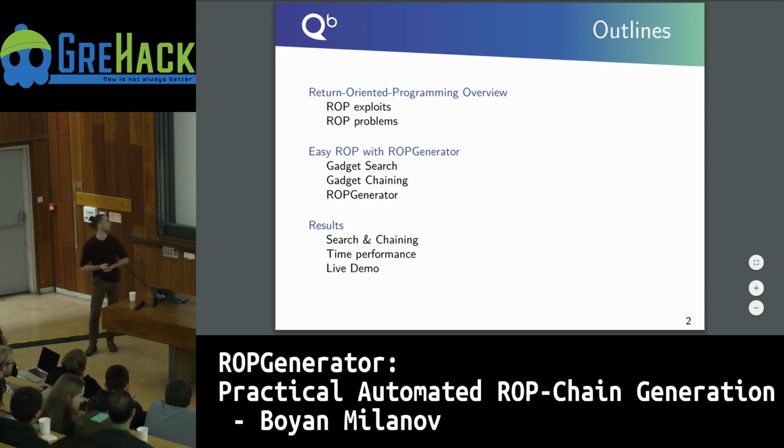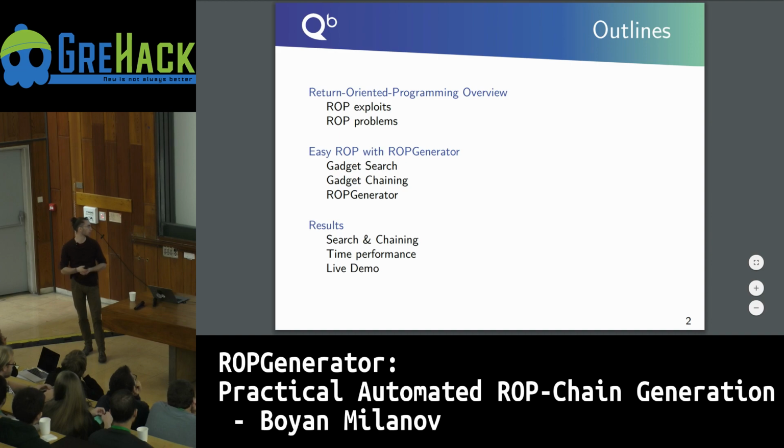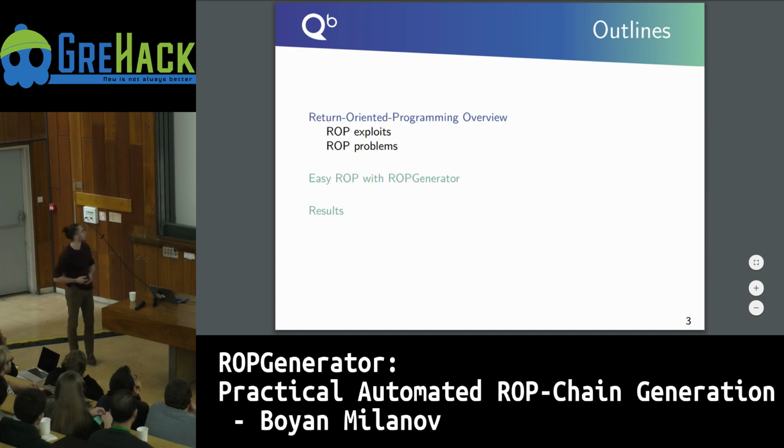Then I will talk about ROP Generator and describe the method that it uses in order to automatically solve those two problems. And eventually I will provide you with some results. I will compare ROP Generator to a state-of-the-art tool. And I will also make a quick demo to show how the tool can exploit a vulnerable binary and bypass system protections. So let's get started with return-oriented programming.